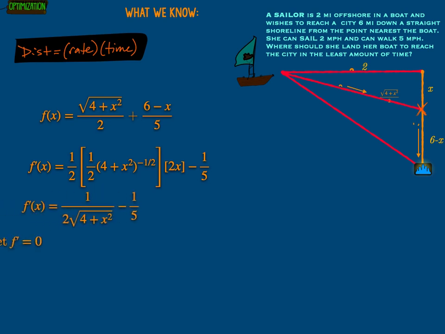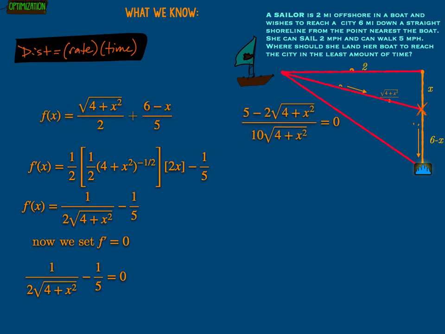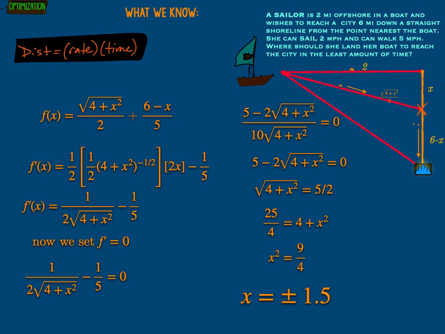So what we need to do is find a common denominator after we set this thing equal to 0. So the common denominator is going to be 10 times that square root. And so I multiply the first fraction by 5 over 5, the second by 2 times that radical over itself. So when we do that, we end up here with the square root of 4 plus x squared is equal to 5/2. We want to square both sides. And that means that x squared is equal to 9 over 4, so x is plus or minus 1.5.